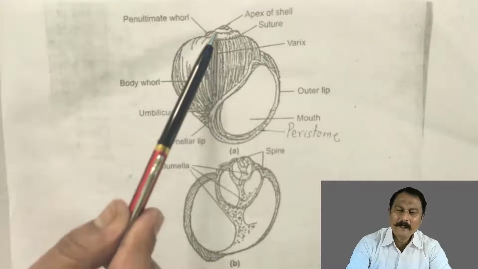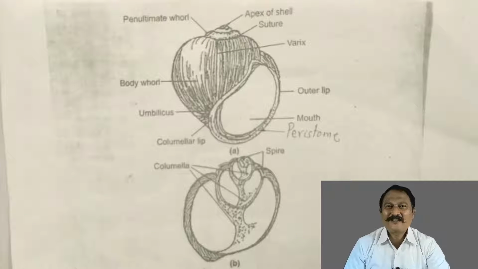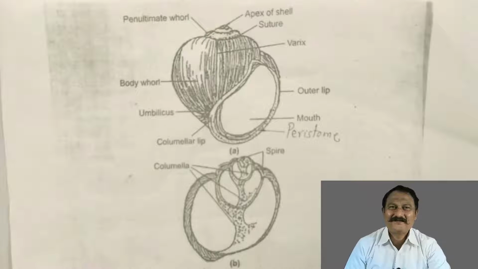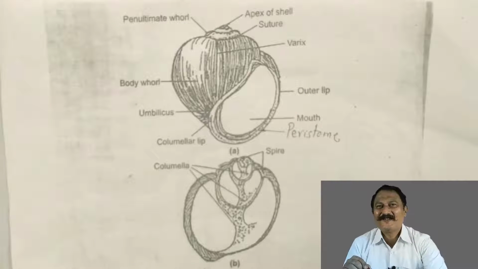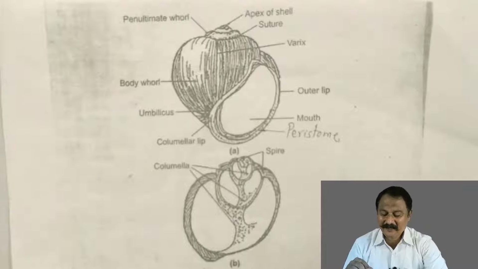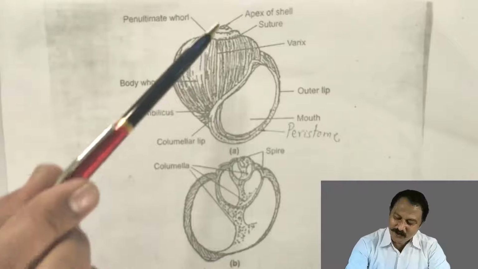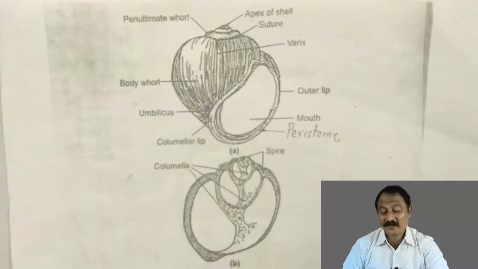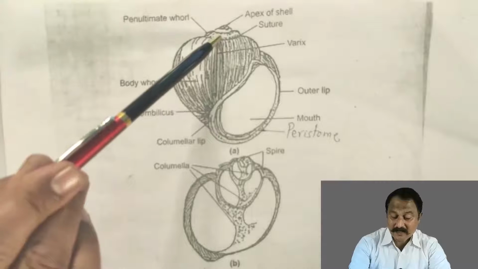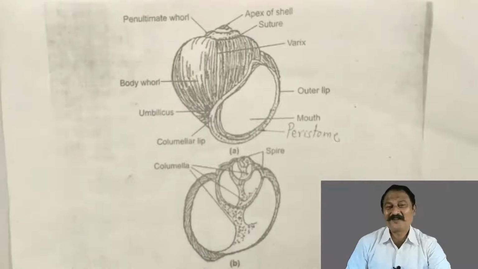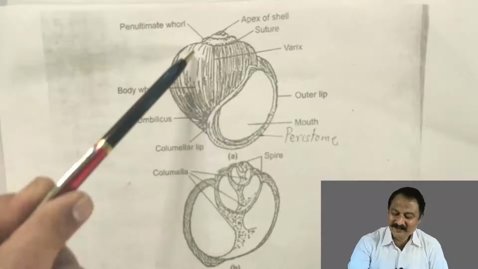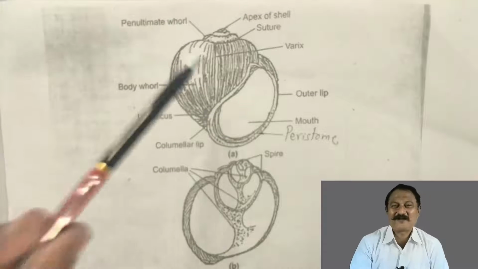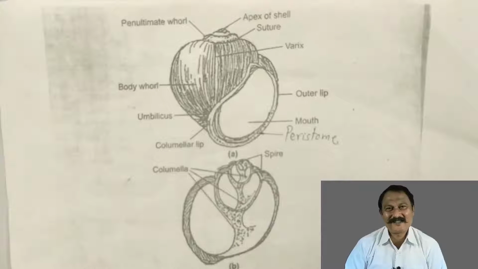All the whorls except the body whorl are collectively referred to as spire. This is the body whorl and these are the remaining whorls. These are called spire. This is called the body whorl. The prominent ridges we call the lines of growth. That you got easily.